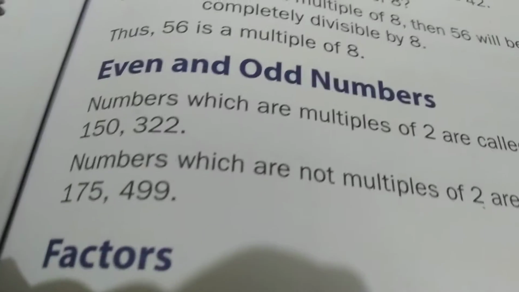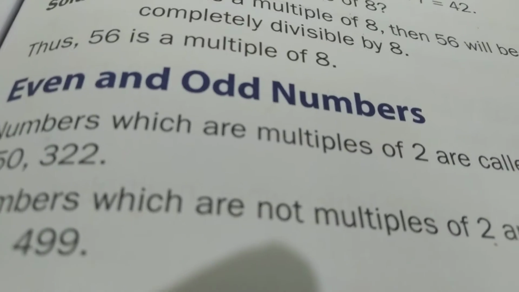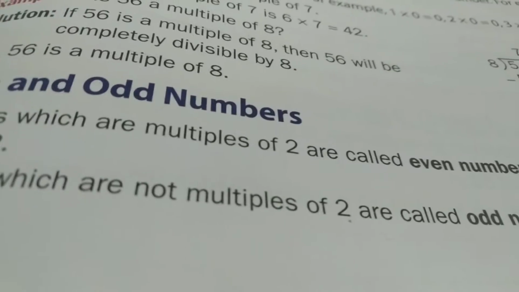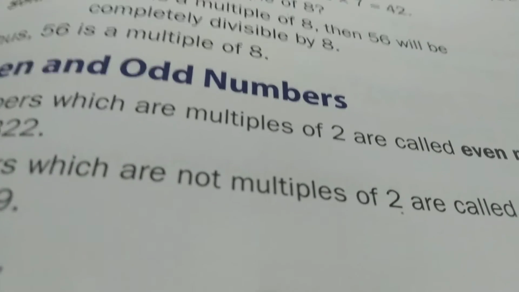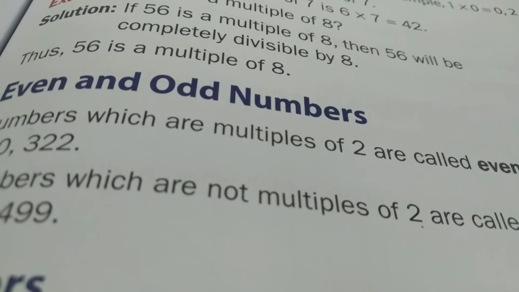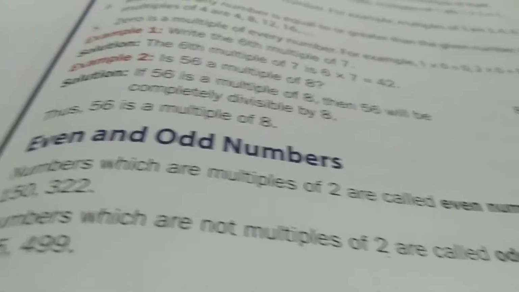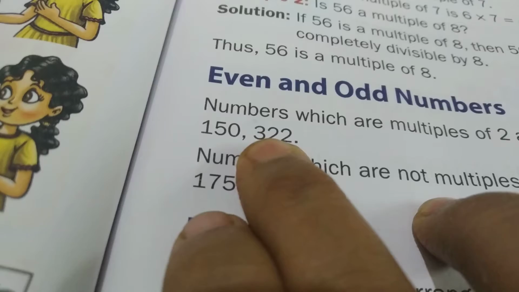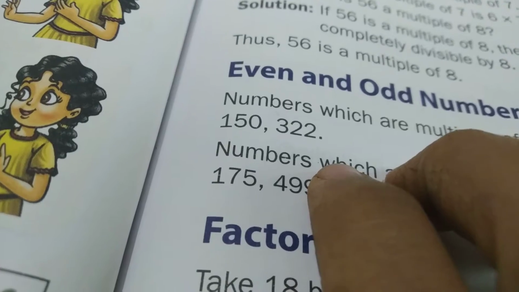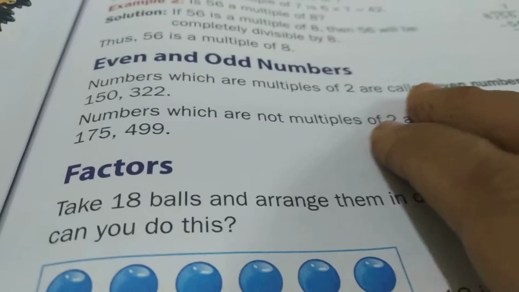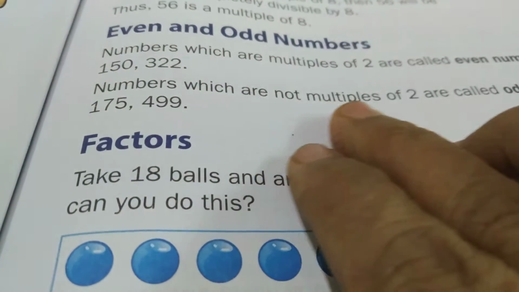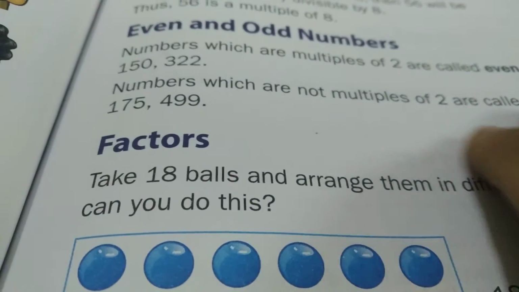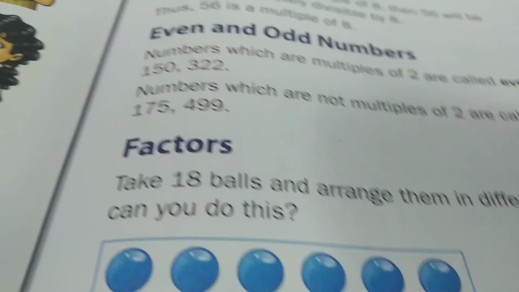Next, now to even and odd numbers. You know what even and odd numbers are? Numbers which are multiples of 2 are called even numbers. In other words, numbers which are divisible by 2 are called even numbers. For example, 150, 322. Yes, these are divisible by 2, and these are multiples of 2 also, as you know. That's why these are called even numbers. Numbers which are not multiples of 2 are called odd numbers. That means numbers which are not divisible by 2 are called odd numbers.